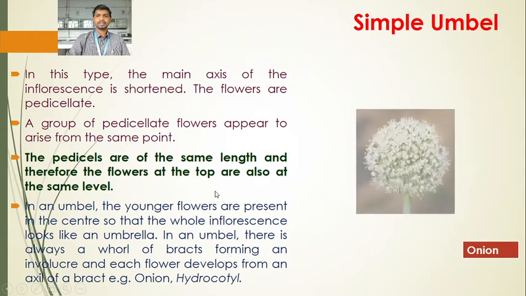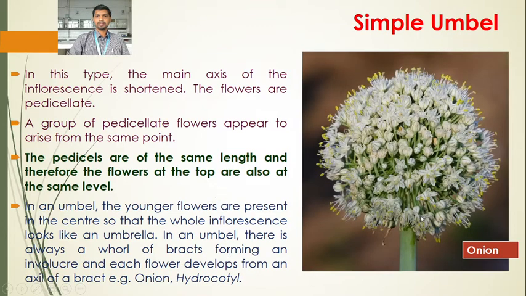So this is the photograph of the onion where the pedicels of the flowers are of equal length, and younger flowers are present at the center, so the whole inflorescence looks like an umbrella. An involucre of bracts can be seen at the base of the pedicels, and each flower develops from the axil of a bract. So this is the characteristic of simple umbel.